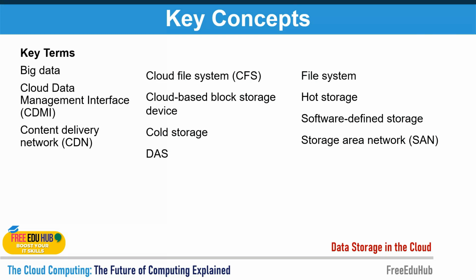Now these are the key concepts that we'll be covering in this chapter. We'll be talking about big data, cloud management interface, then cloud delivery network, cloud file system, cloud-based block storage, cloud storage, direct attached storage, file systems, host storage, and software-defined storage. Further, by the end of the chapter, we'll be looking at storage area network.